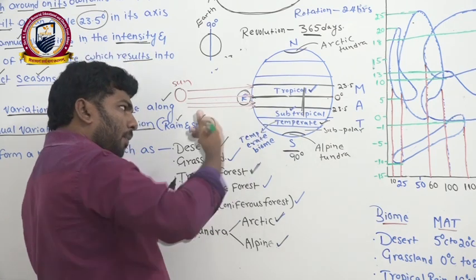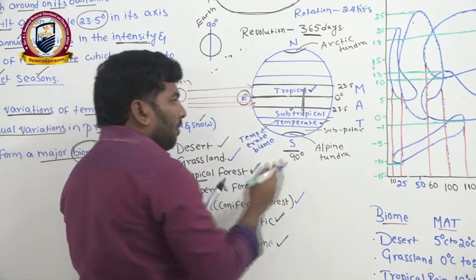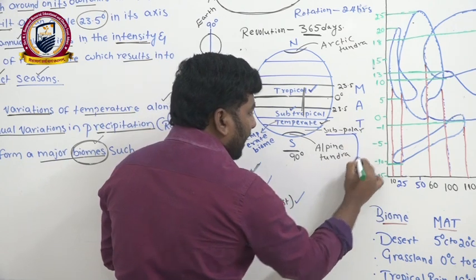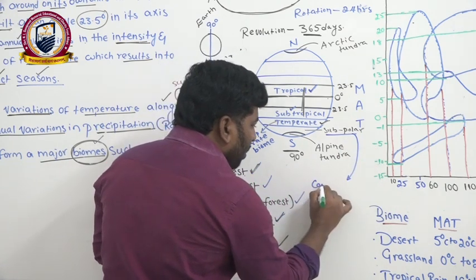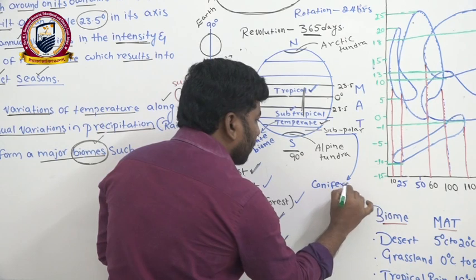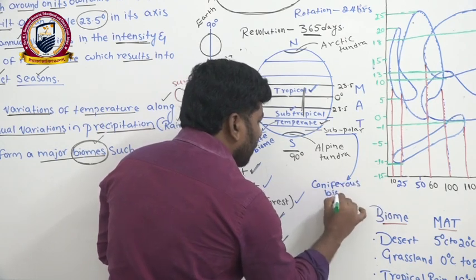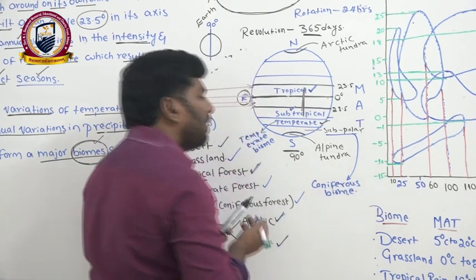Next, if we move a little away from the temperate area, we get the subpolar region. Here we observe coniferous biome. Why is it called coniferous biome?